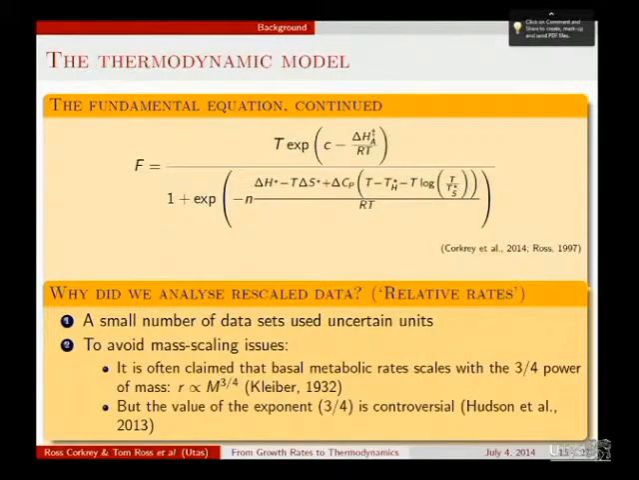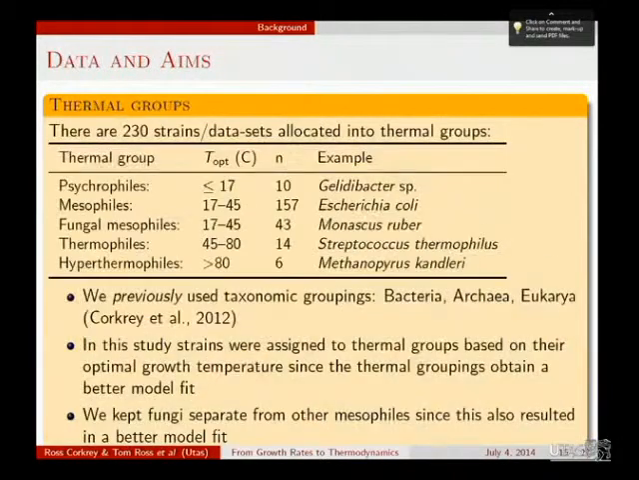Another reason why 3/4 is problematic is that it's a bit controversial. If people go and measure it using ecosystems and individual populations, it doesn't come out as 3/4. It comes out as all sorts of values between 0.6 and 1. So why use 3/4? We get around the issue by rescaling the data, but it is an important point which we'll have to come back to in the future.